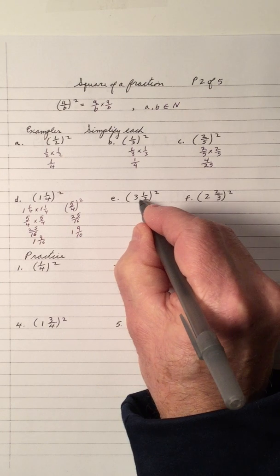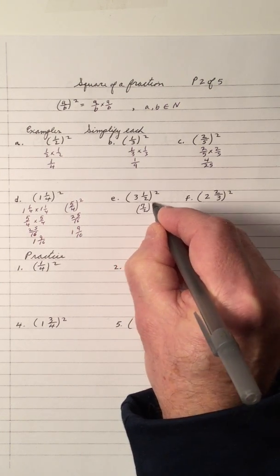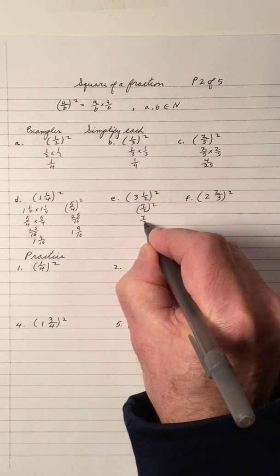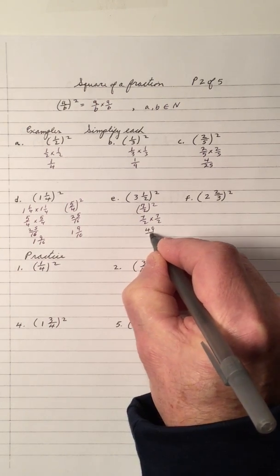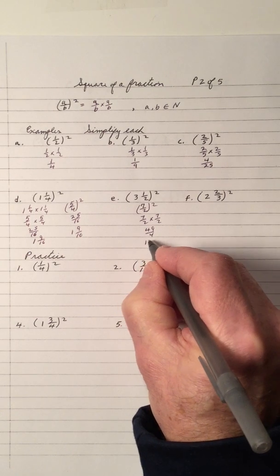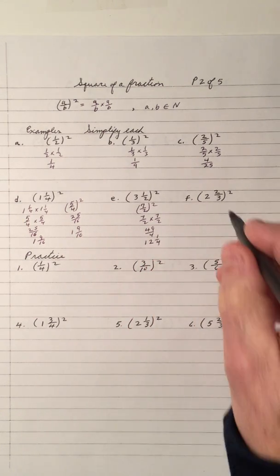So 3 times 2 is 6, plus 1 makes it 7 over 2. Easy to write down. And 7 over 2 times 7 over 2 is 49 over 4. And 4 into 49 goes 12, and 1 left over, so it's 12 and 1/4.